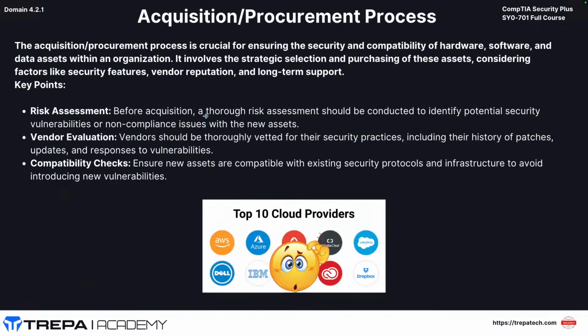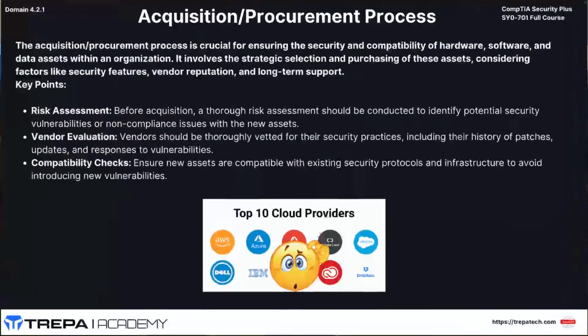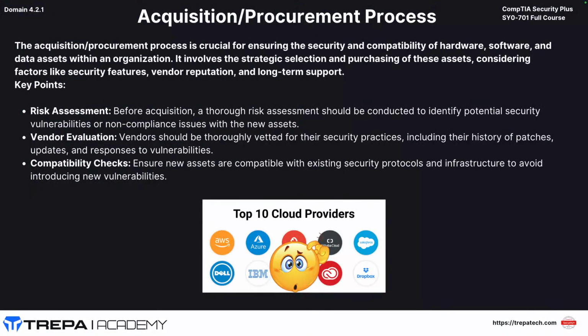The acquisition/procurement process is crucial for ensuring the security and compatibility of hardware, software, and data assets within an organization. So when we're going to go buy things, when we're going to seek out vendors, what is our process? Do we even have a process? How do we properly vet? Do we get on partner programs with these different vendors? How do we know that they're secure? Do they meet our compliance issues? We say compliance issues, like, does it meet compliance with our industry?